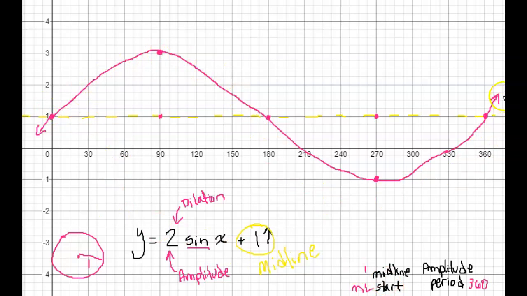The only difference between sine and cosine is where they start. How you find the midline, it's always going to be that number that's added or subtracted outside. How you find your amplitude, it's always going to be a number that's multiplied by the front. How you find the period, it's always one full rotation around the circle. The only difference between sine and cosine is whether you start in the middle of the wave or you start at the top of the wave.